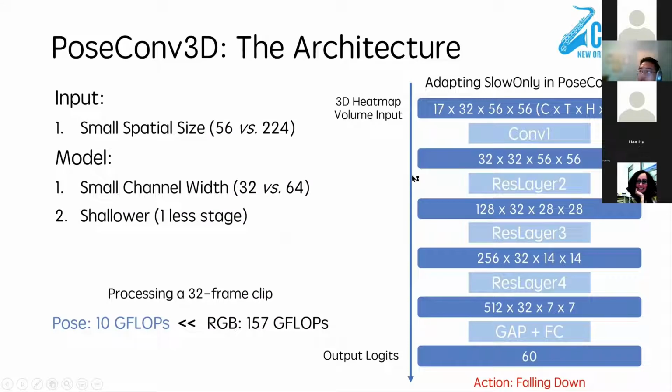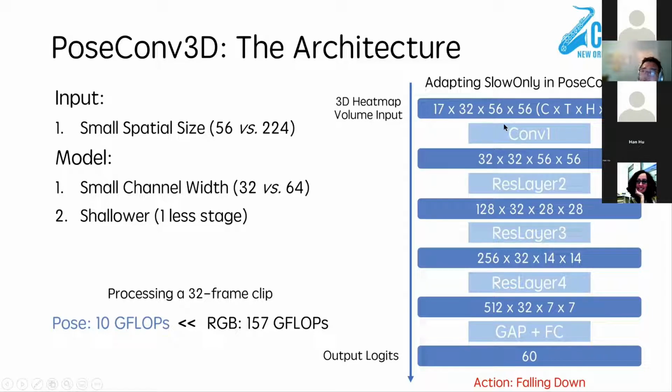PoseC3D can use an arbitrary 3D-CNN to process the heat map volumes, and it's much lighter than 3D-CNNs for RGB. We illustrate the PoseC3D instantiated with SlowOnly. In 3D-CNN adaptation, we find two good practices. First, the input should have a small spatial size and a large temporal length. Second, a thinner and shallower network is sufficient for skeleton processing.